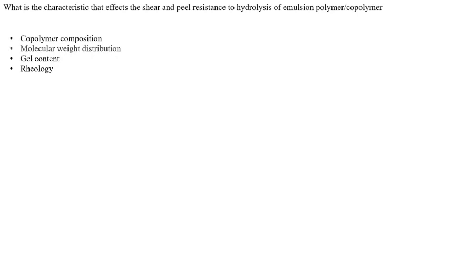What is the characteristic that affects the shear and peel resistance to hydrolysis of an emulsion copolymer? The first one was weatherability and resistance to hydrolysis. The second one here is the effect on shear and peel resistance to hydrolysis. Because of hydrolysis, how are the shear and peel resistance affected, and which factor will be responsible for that? Going back to the first class, when we were talking about the molecular weight of the polymer and the processing related to the molecular weight: the higher the molecular weight, the higher the difficulties in processing of the polymer.